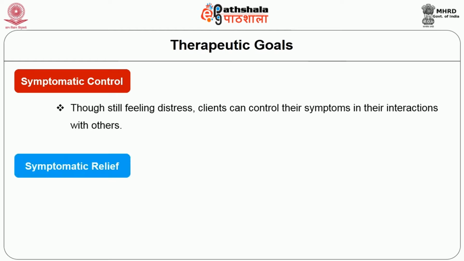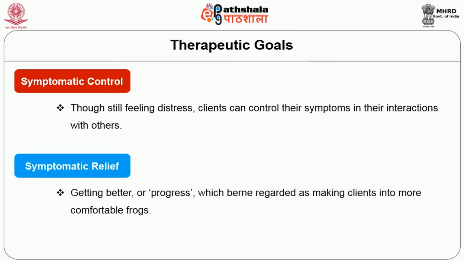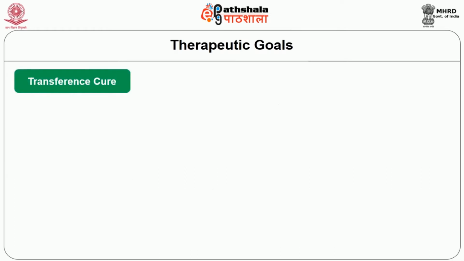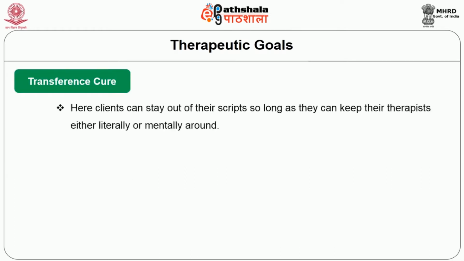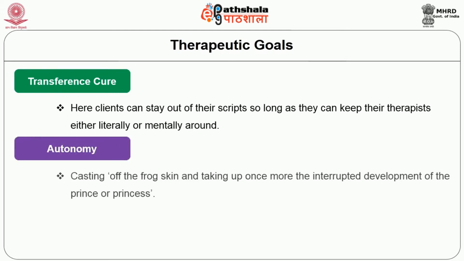Symptomatic relief. Getting better or progress, which Berne regarded as making clients into more comfortable frogs. Transference cure. Here clients can stay out of their scripts so long as they can keep their therapist either literally or mentally around. Autonomy. Casting off the frog skin and taking up once more the interrupted development of the prince or princess.